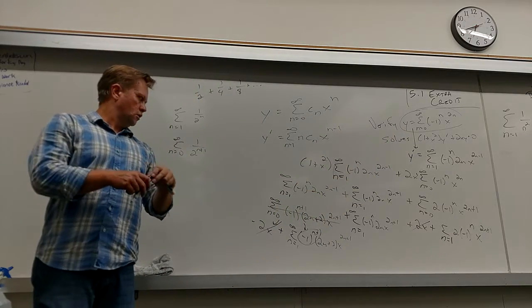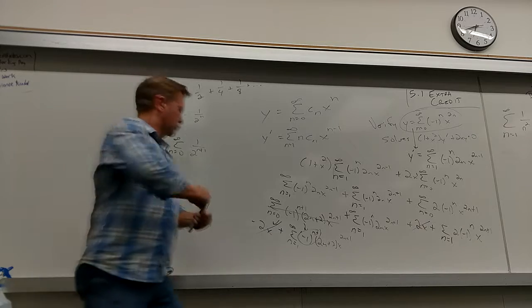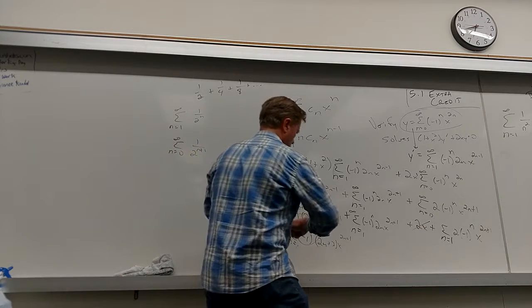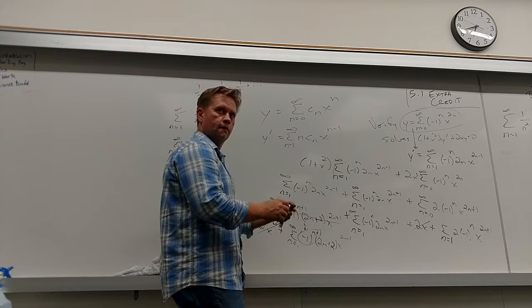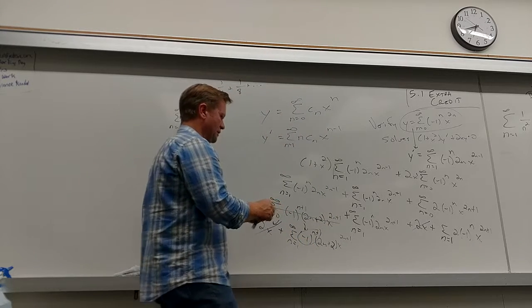That piece is 2n plus 3 and the other one is just 2n. No, it's 2n plus 2, sorry. How does that cancel with the other? Never mind. Okay.